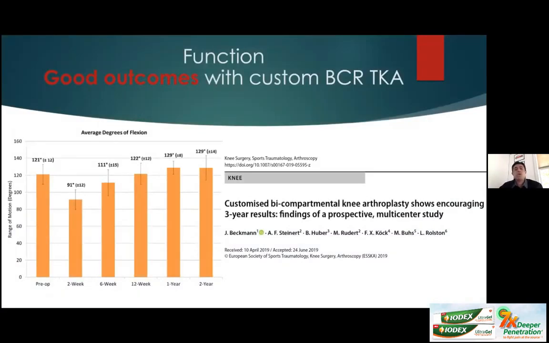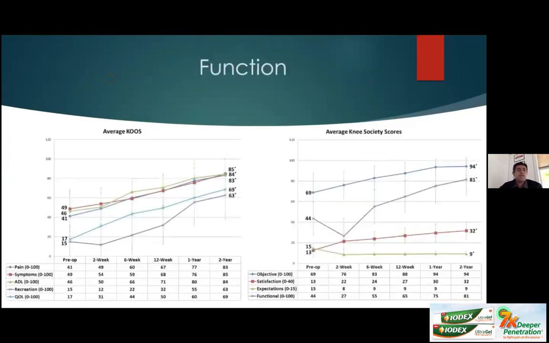Now, what about a custom bicruciate retaining design? So this is a paper by Professor Beckmann's group in Stuttgart in Germany. And what they found is that they have pretty good outcomes with a custom patient-specific bicruciate retaining design. And they seem to have pretty good functional scores as well.